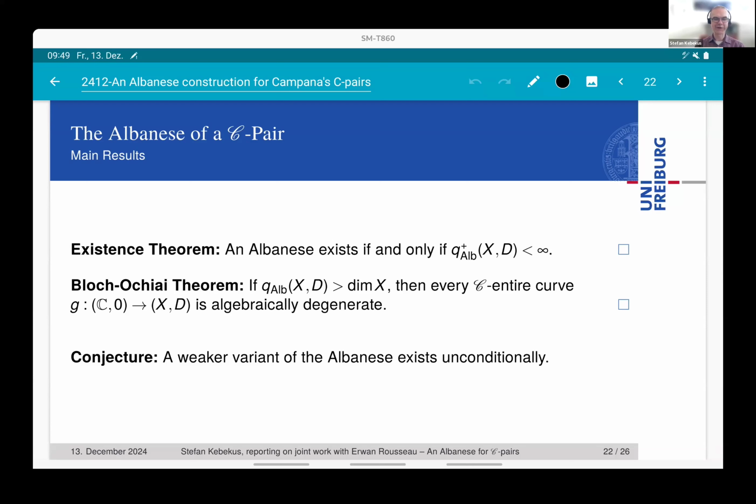We would like to say that our Albanese can also be characterized as the Shafarevich map of something, or as the universal space where all the differential forms come from. But we don't know how to do that yet. This is an open question for research. And with that, I would like to conclude 10 minutes early. Thank you for your time.